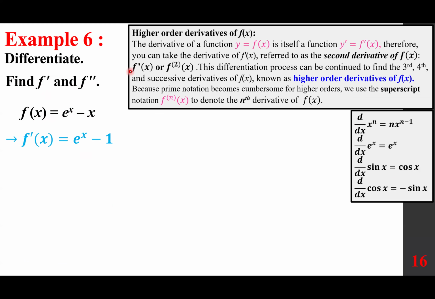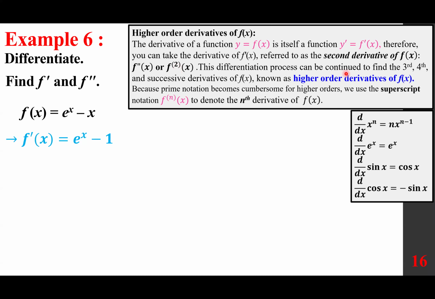What about f double prime? Well, higher order derivatives of f of x. The derivative of a function y equals f of x is itself a function y prime equals f prime of x. Therefore, you can take the derivative of f prime of x, referred to as the second derivative of f of x, f double prime, or f superscript (2) in parentheses. This is not f squared, okay? This is not the exponent. It's put in parentheses, okay?